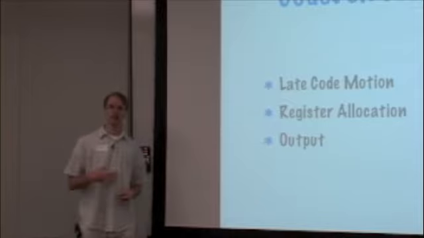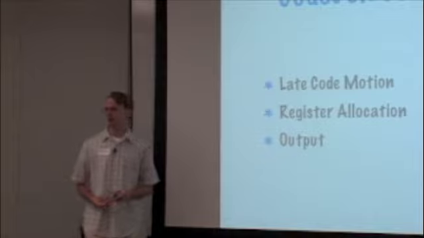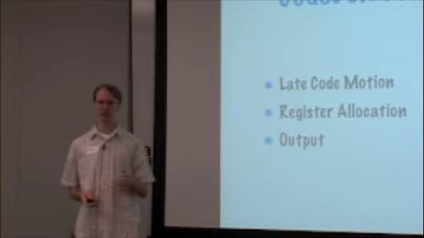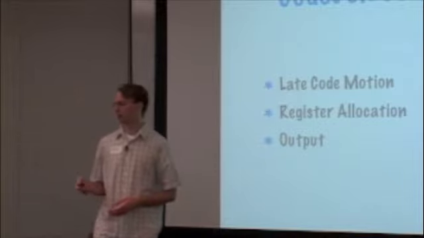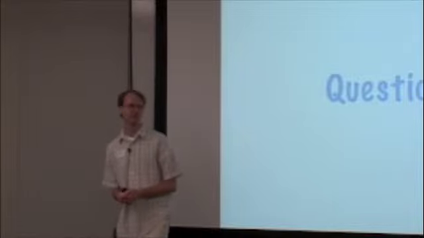After SelectionDAG, CodeGen continues with some late code motion optimizations, register allocation, which is a whole series of things that Evan will talk about, and then finally output of the machine code. So, are there any questions?